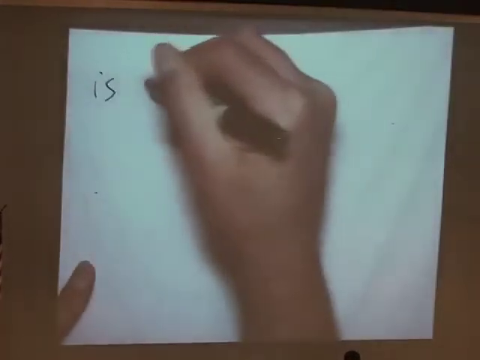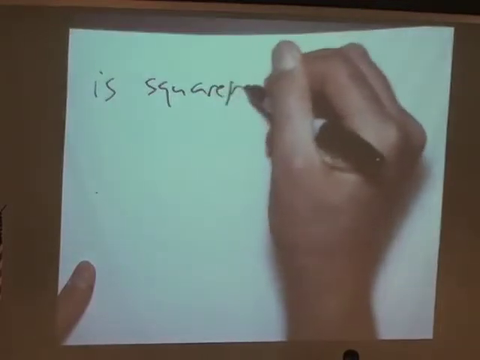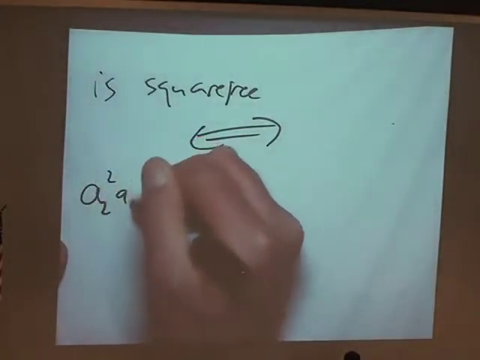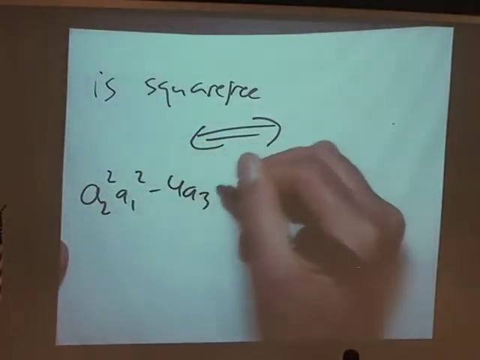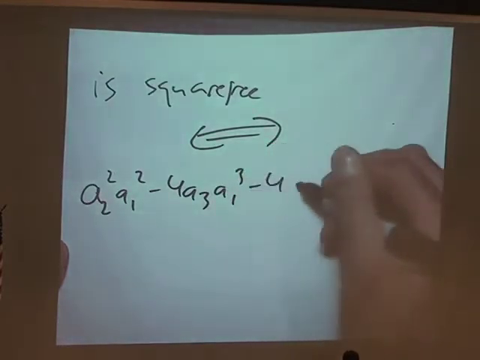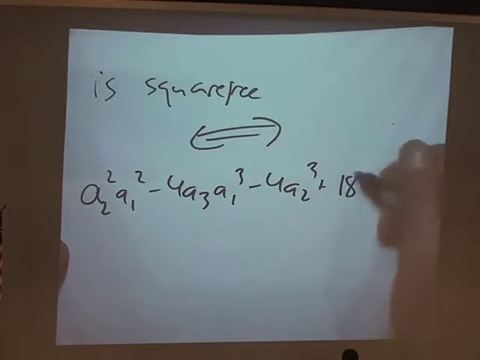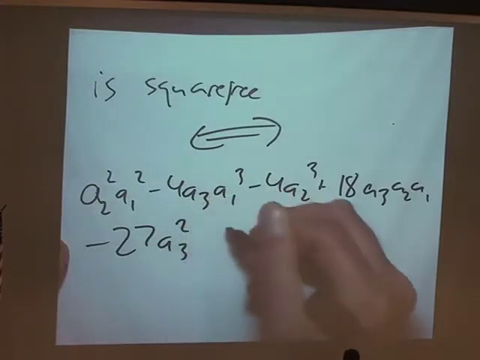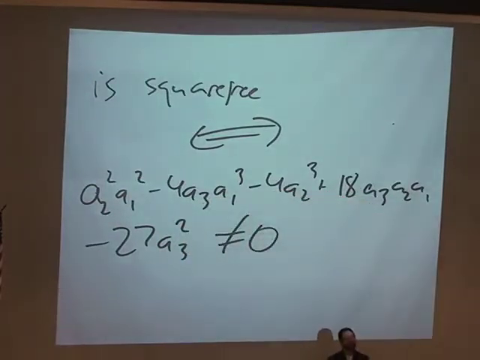And I think I will write one out, just so you see it. This polynomial is square free if and only if the following expression, A2 squared A1 squared minus 4 A3 A1 cubed minus 4 A2 cubed plus 18 A3 A2 A1 minus 27 A3 squared, is not equal to 0. That seems kind of crazy, but there it is. So there's this completely algebraic criterion in terms of the coefficients for whether or not the polynomial is square free.